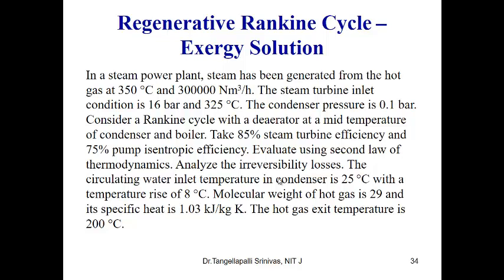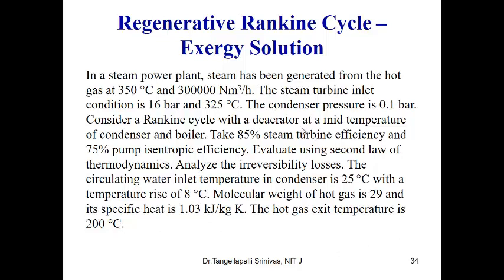Evaluate using the second law of thermodynamics, that is exergy. Analyze the irreversibility losses at each and every component. The circulating water inlet temperature in the condenser is 25 degrees centigrade with a temperature rise of 8 degrees centigrade. The molecular weight of hot gas is 29 and its specific heat is 1.03 kilojoules per kg Kelvin. The hot gas exit temperature is 200 degrees centigrade.